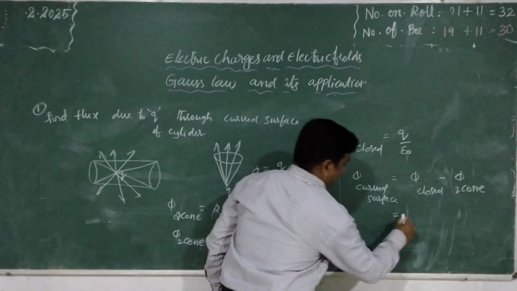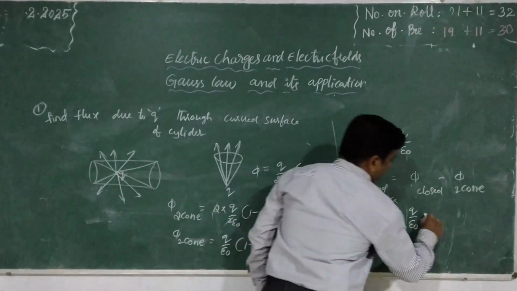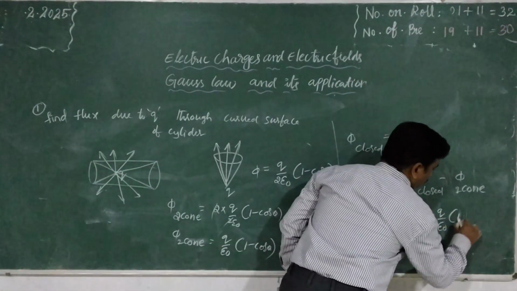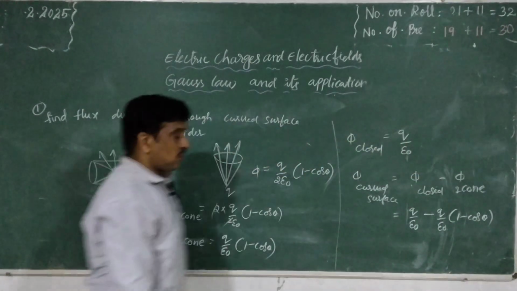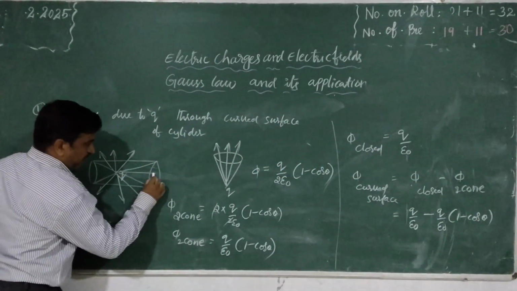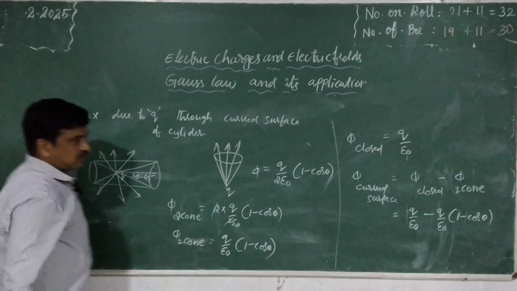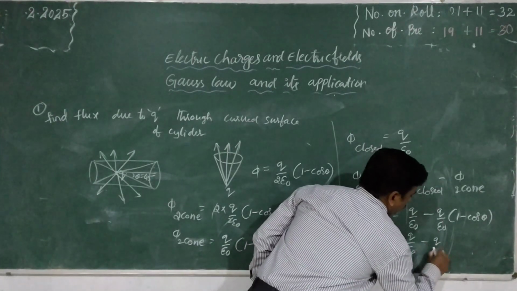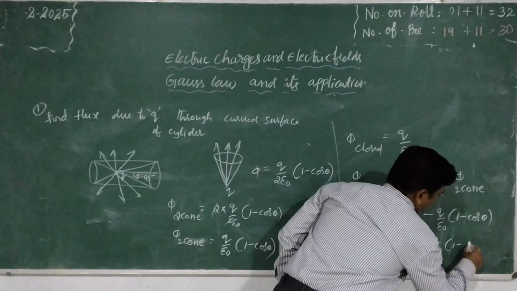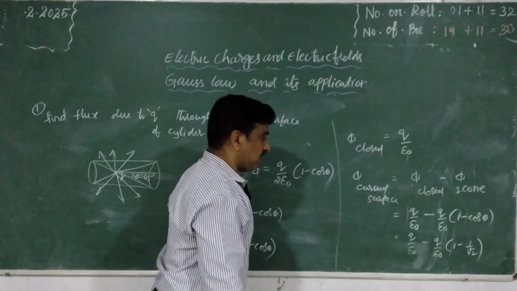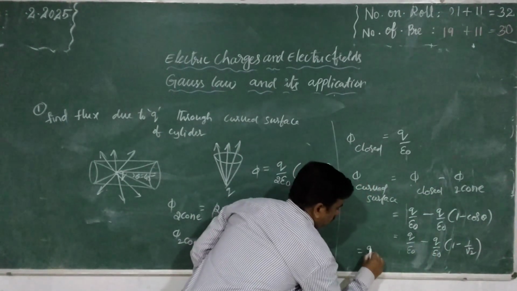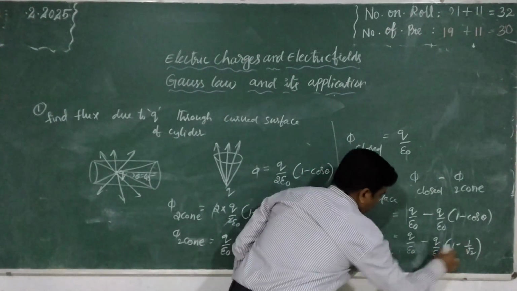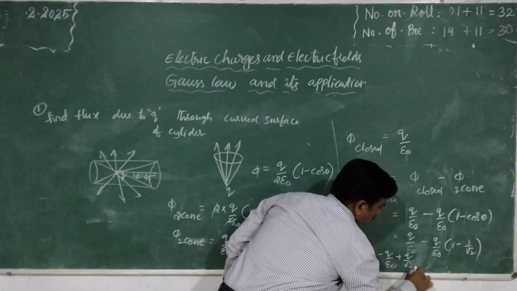So flux through the closed surface is q by epsilon naught, minus flux through two cones, q by epsilon naught into (1 minus cos theta). Here see, the semi-vertical angle theta equals 45 degrees. Instead of theta we can write 45: q by epsilon naught minus q by epsilon naught into (1 minus cos 45), and cos 45 means 1 by root 2. I write here q by epsilon naught minus q by epsilon naught into 1, minus q by epsilon naught into minus 1 by root 2, which gives plus q by root 2 epsilon naught.